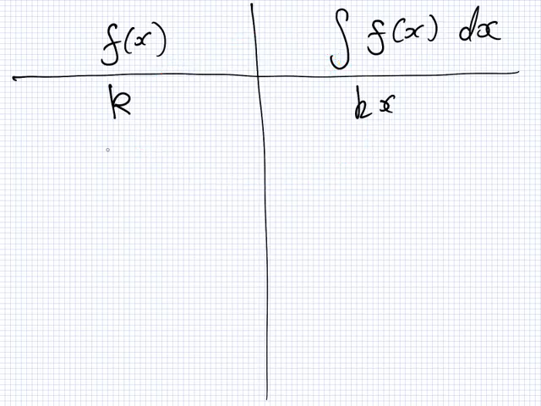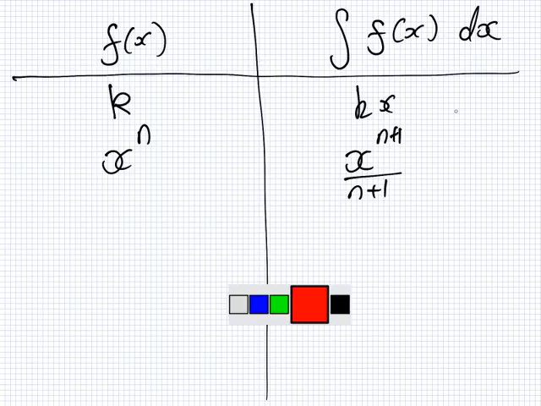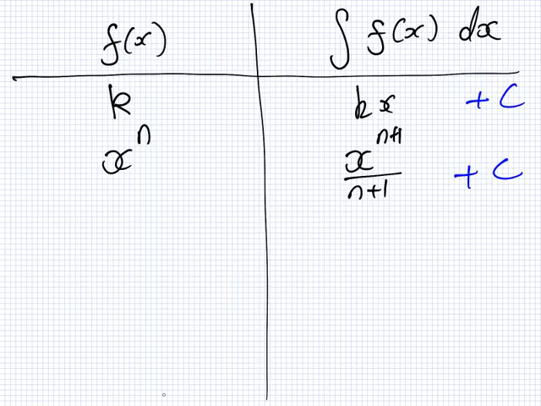Now, a little bit more difficult. What about x to the power n? Some people maybe know this one. x to the n plus 1, over n plus 1. That's it. You increase the power by 1. Remember, last week you decreased the power by 1, and then you brought the power into the front. So this week it will be divide by. Oh, of course, all of these answers have a plus c at the end as well.